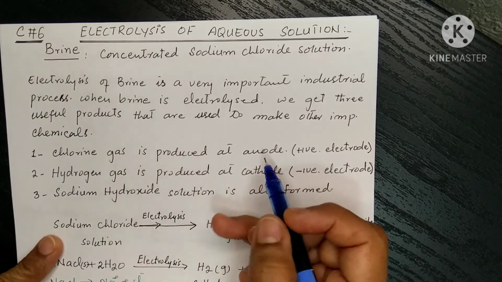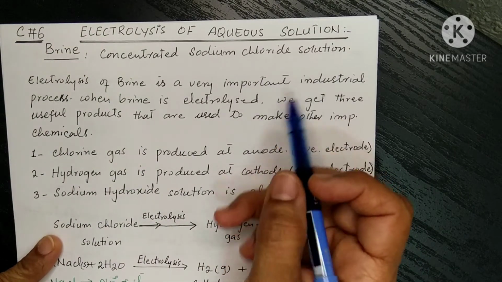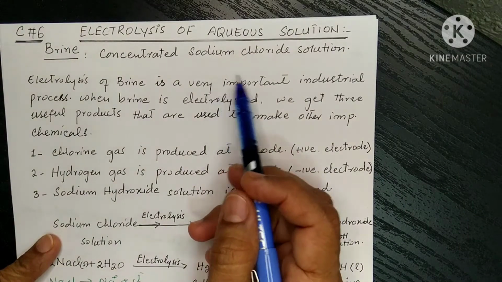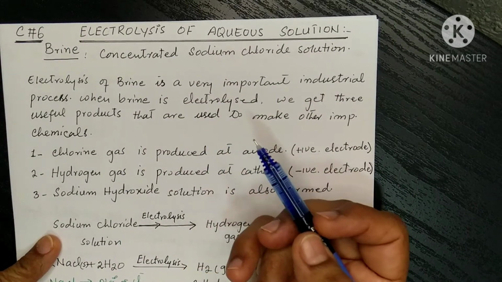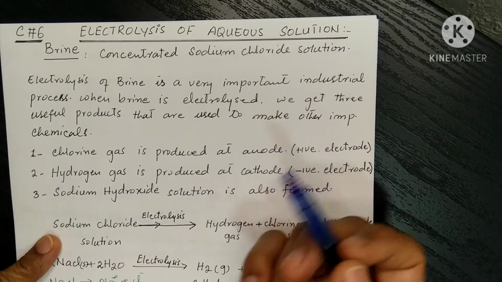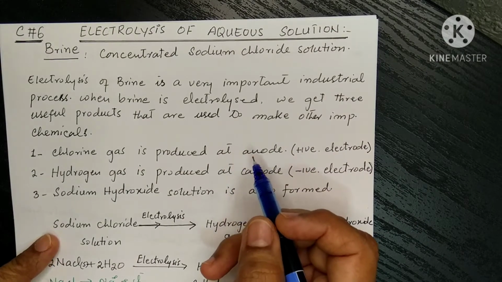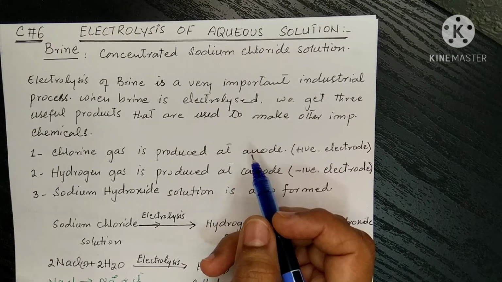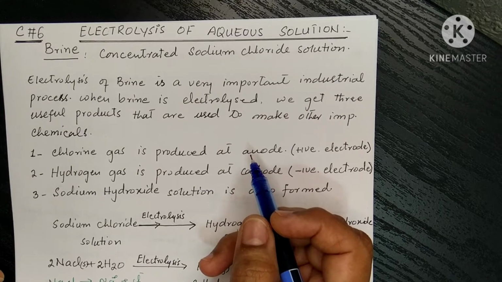Bismillahirrahmanirrahim. Electrolysis of aqueous solution. Brine is a concentrated sodium chloride solution. Electrolysis of brine is very important in industrial processes. When brine is electrolyzed, we get more useful products that are used to make other important chemicals.